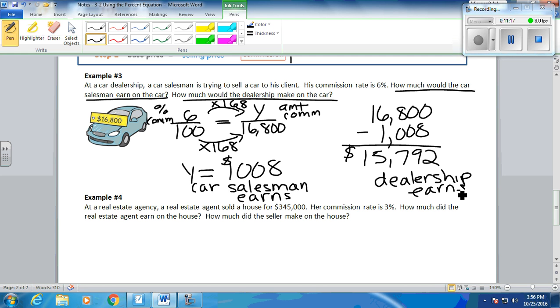Number 4 is extremely similar to number 3, except we're dealing with a much larger number this time, and we're talking about a real estate agent getting a commission rate. So I'm going to ask you guys to try this question on your own. When you come back, it'll be all set for you.